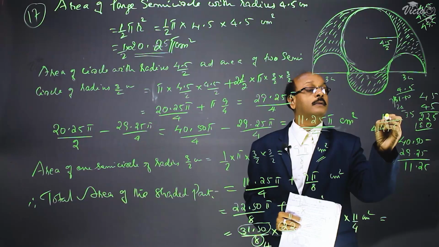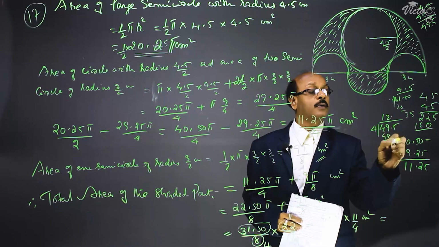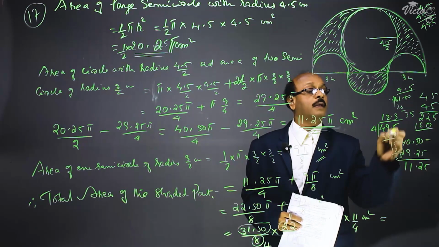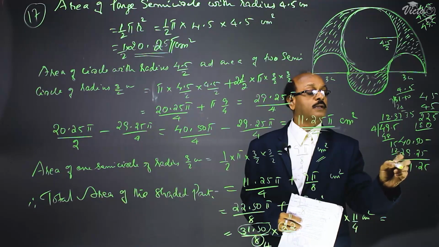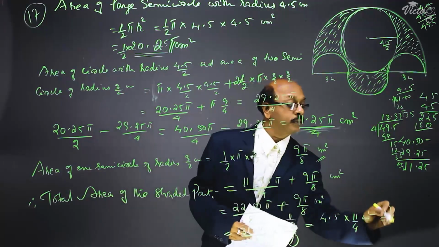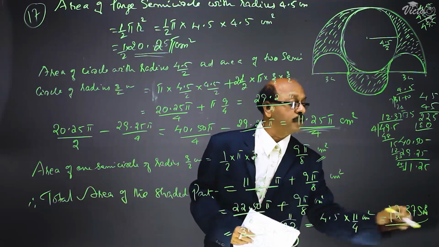2, 48, remainder 1, 15, 4 3s are 12, remainder 3, 7 4s are 28, 2, 5. 12.375 centimeter square is the answer.